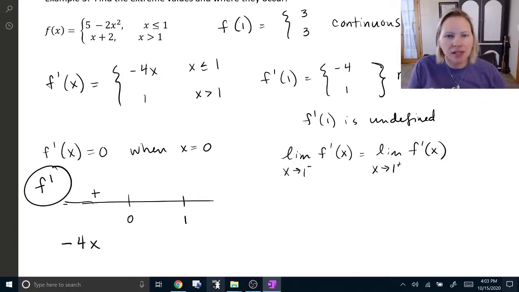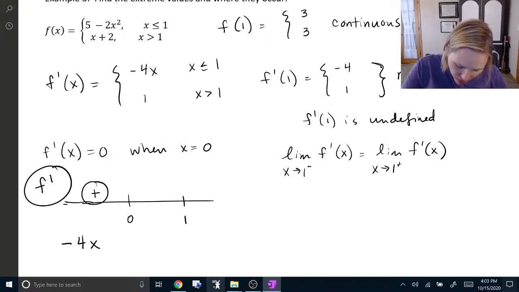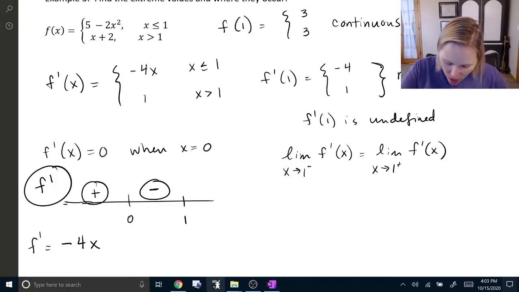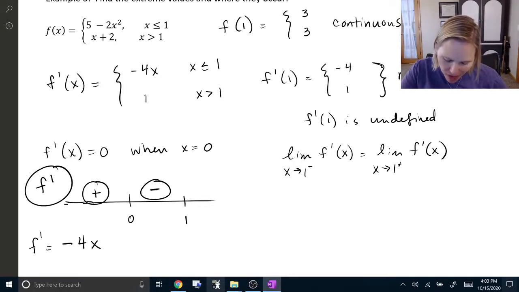So again, when I plug in values to the left of 0, I'm going to have negative 4 times a negative number, and it's still going to be a positive value. But then on the right-hand side, when I plug in values like positive 1/2, any number between 0 and 1, I'm going to get a negative result when I plug it into this f prime function. So now this leads me to positive 1. Now I have to figure out what's happening at positive 1. So when I think about numbers beyond positive 1, I'm going to realize that here f prime is 1.